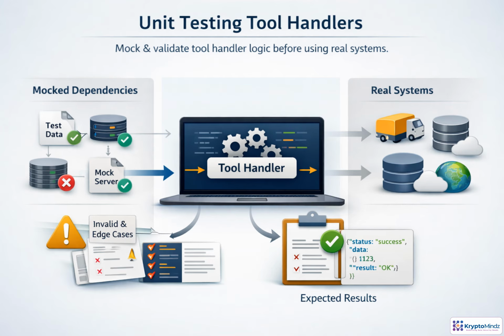Before a tool handler talks to real systems, prove its logic in isolation. Use controlled inputs and mock dependencies, so each test starts from a predictable setup. Then invoke the handler the way the runtime would, and assert the structured response: status, data fields, error shape, and expected side effects. Good coverage includes happy paths, missing fields, invalid types, malformed payloads, and boundary values.